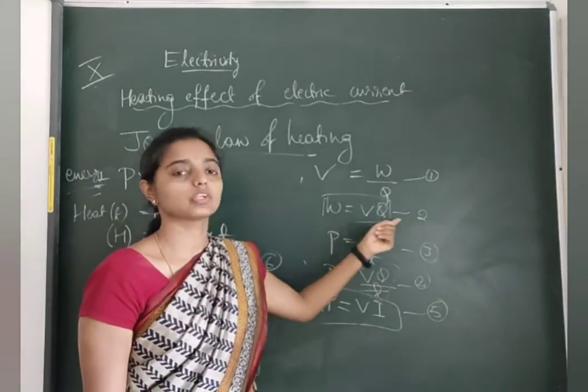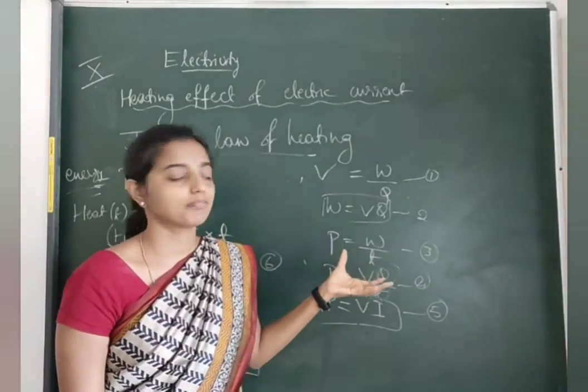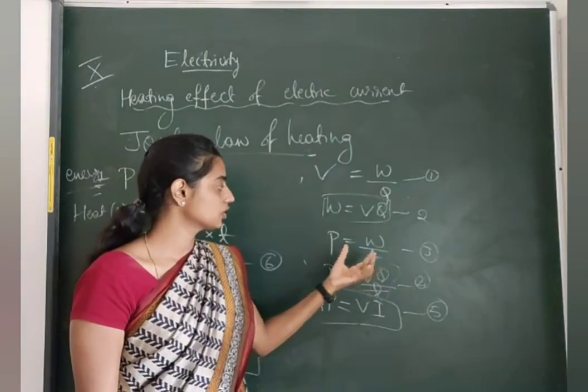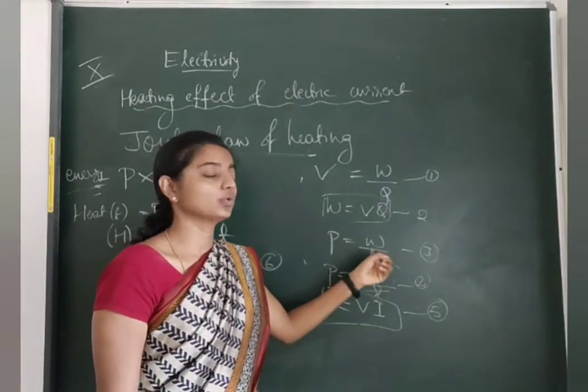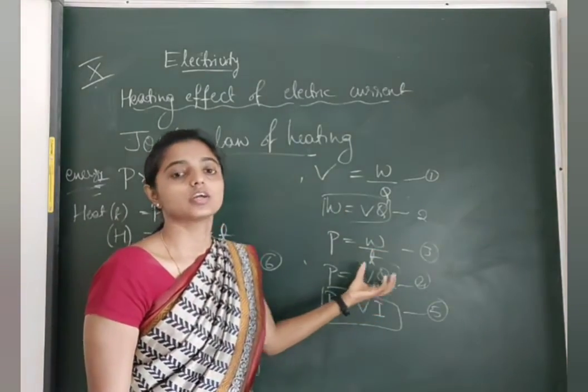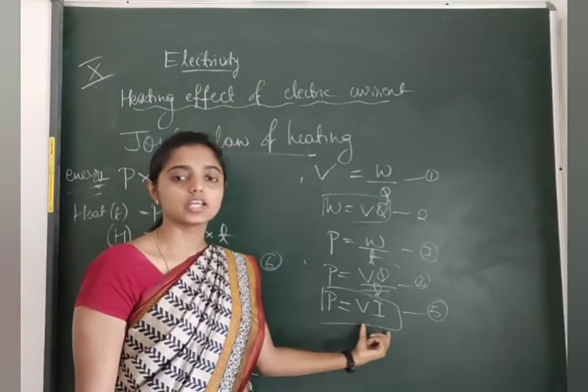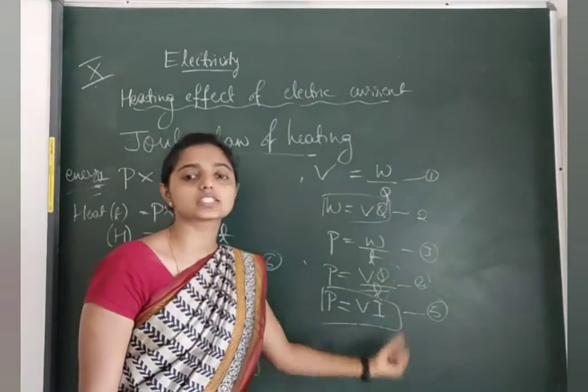We got W is equal to V into Q, and from the definition of power, you can write the formula, that is P is equal to W by T. The next thing is, substitute W in this equation and we will get one equation, and to modify it we take Q by T outside as I. So we got the main formula, that is nothing but P is equal to VI.